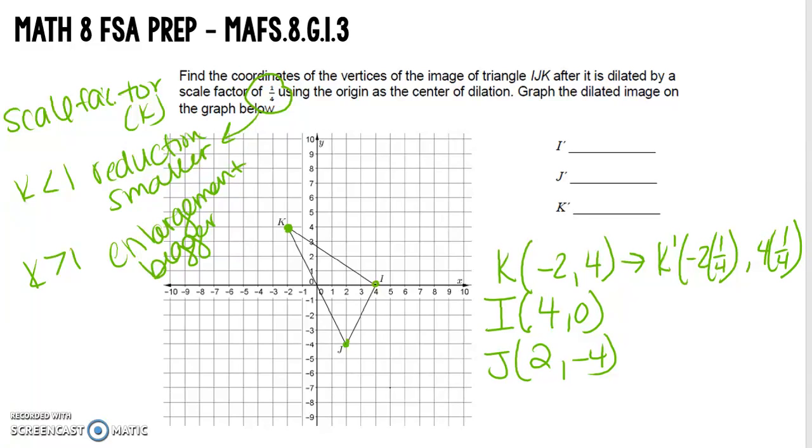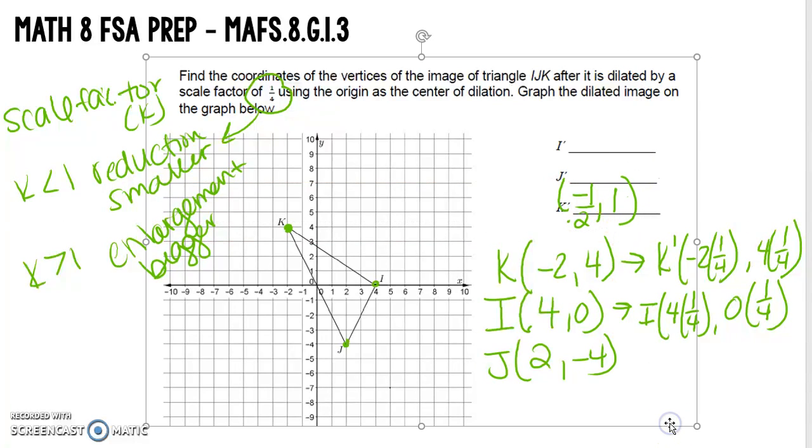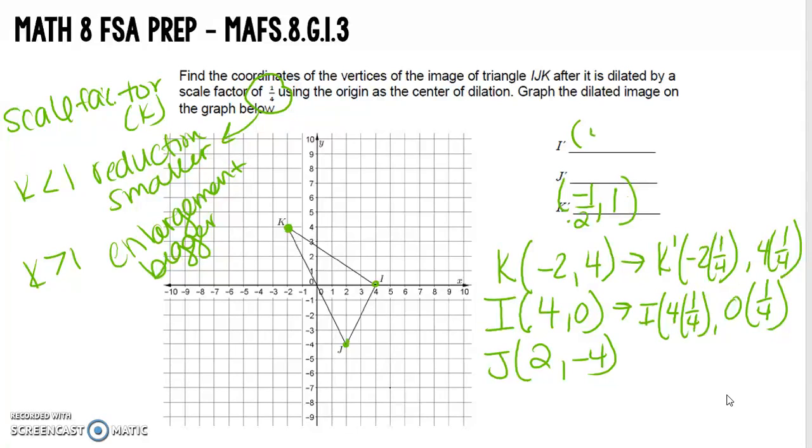So -2 times 1/4 is -1/2, and 1/4 of 4 is going to be 1. Sorry, -1/2, comma 1. That goes with K, so let's move this down to K. We're going to do the same thing with I. We're going to take 1/4 of 4 and 1/4 of 0. So 1/4 of 4 is 1, and I would be up here at 1, comma, anything times 0 is 0.